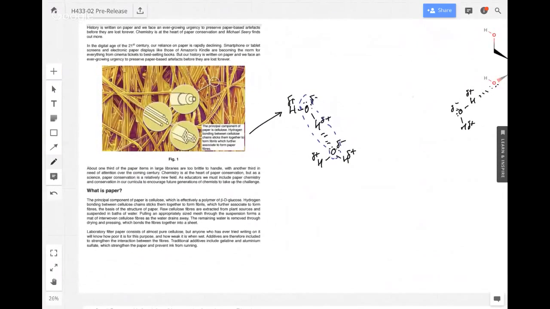So that goes on to tell you a little bit about what paper is, and the fact it's a polymer of that monomer that I've got up in the top right-hand corner. And it tells you about additives which are used to strengthen paper, one of which is mentioned a bit later on, but one of them is aluminium sulfate.